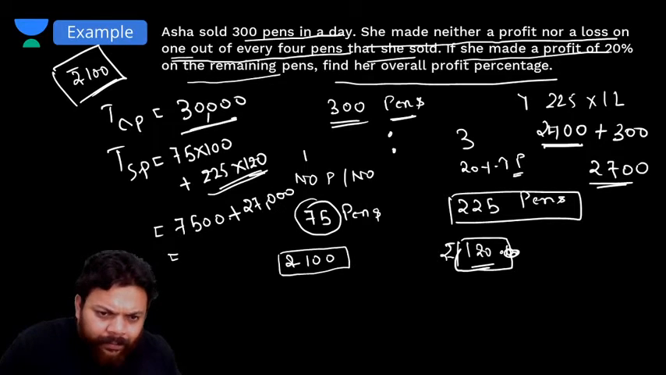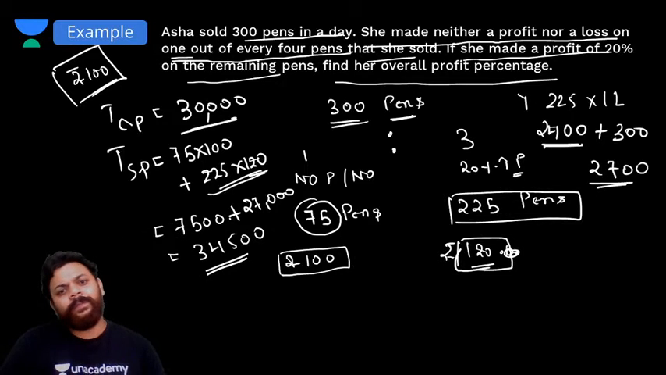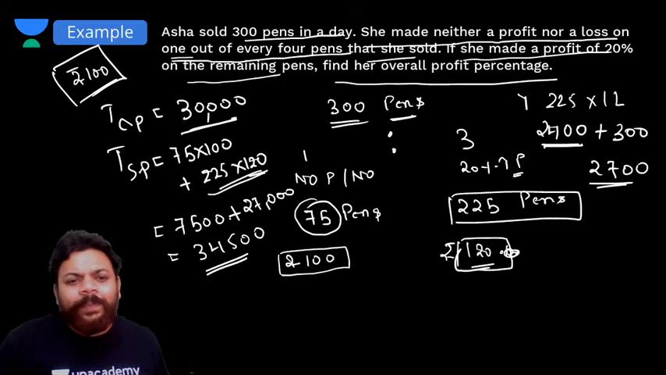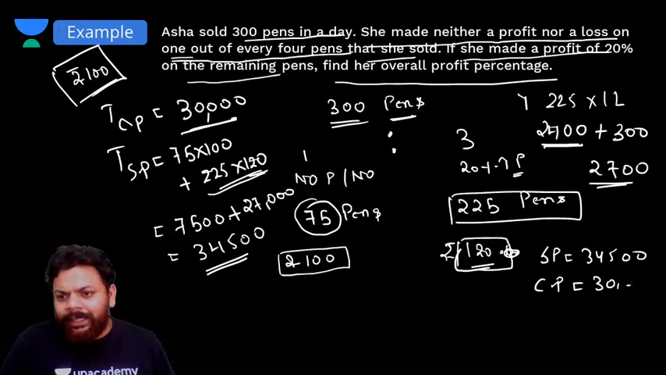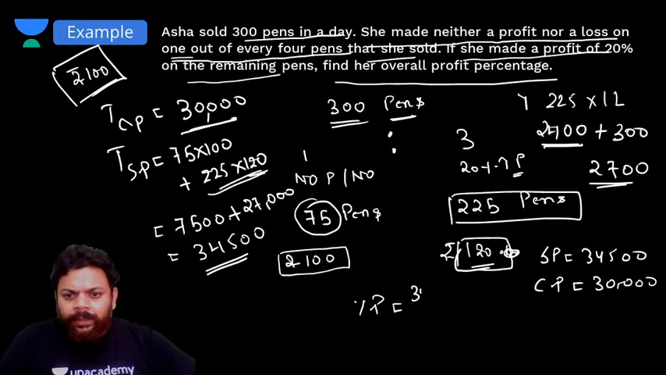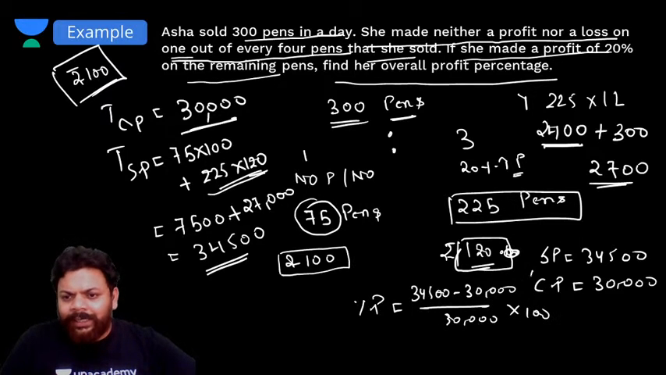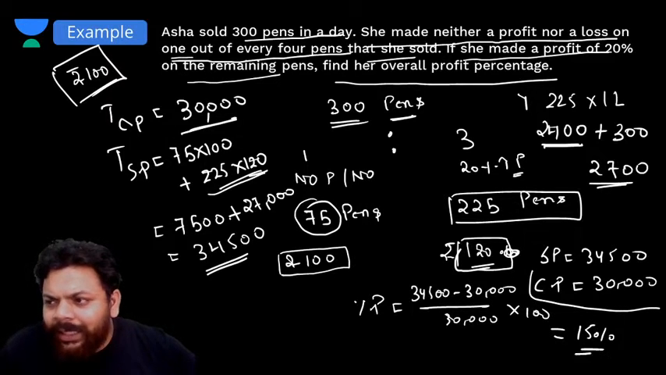That means in total we will get 34,500. So now I hope this is clear. Selling price is 34,500 and cost price is 30,000. So percentage profit is 34,500 minus 30,000 divided by 30,000 multiplied with 100, and you will definitely get your answer as 15% by solving this.